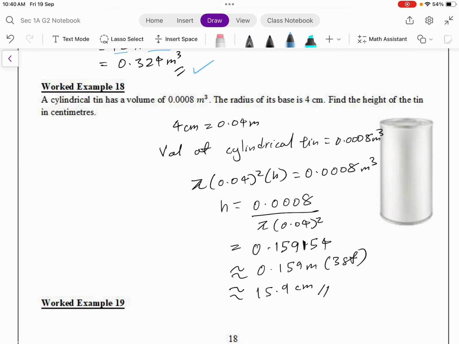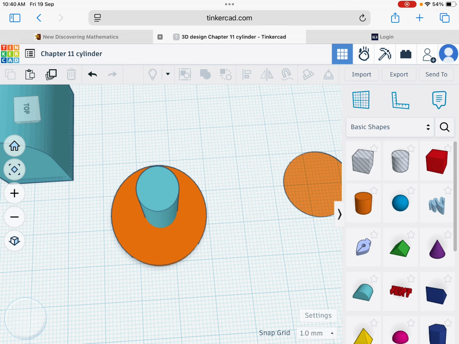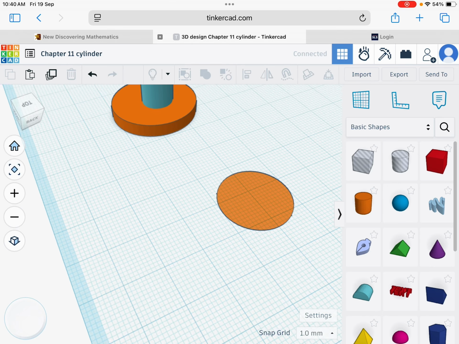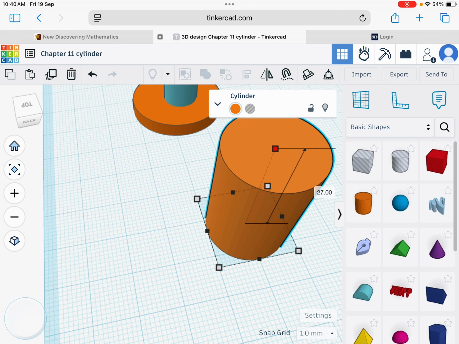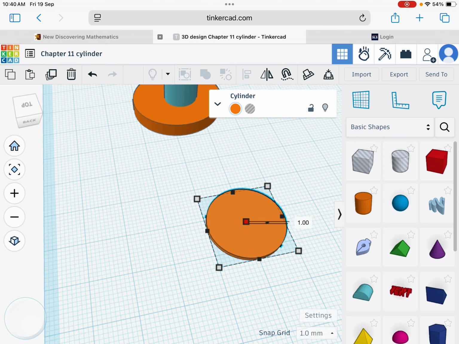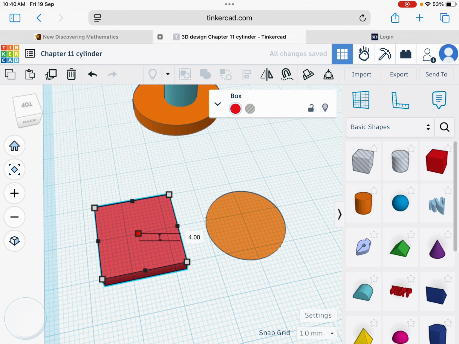Okay, quite easy. Okay, so a cylindrical tin has a volume of 0.0008 meter cube. Radius is 4 cm. So 4 cm is 0.04 meter. Find the height in cm. So if we go back to here, you should be able to know that your volume is just your base area times height. It doesn't matter what your base area is, it's all the same. I'm going to find volume, base area times height.